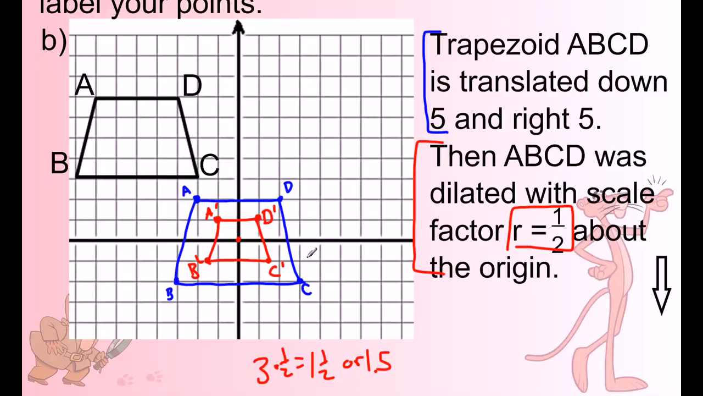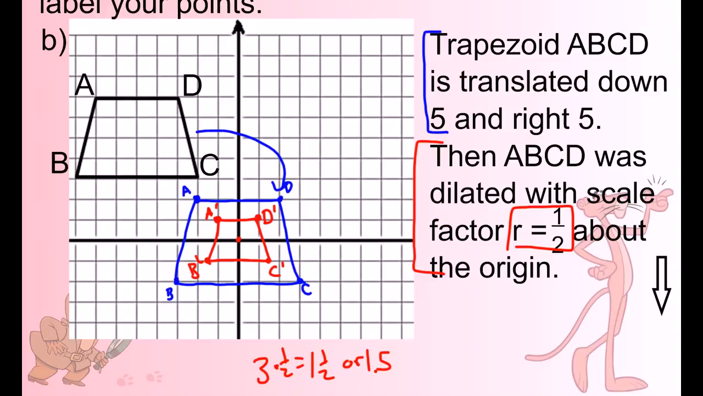So I took A, B, C, D, and I translated it down here. I then took that image and I dilated it about the origin with a scale factor of 1/2. So everything is half as big as it was before. If you measure your sides, AD is 1, 2, 3, 4. Now A prime D prime is 2. BC is 6. Now B prime C prime is 3.